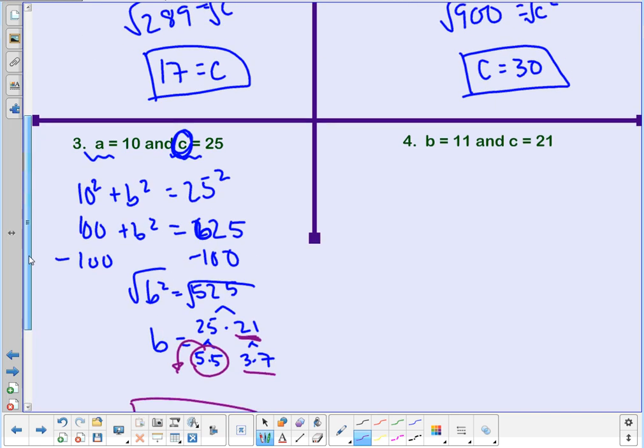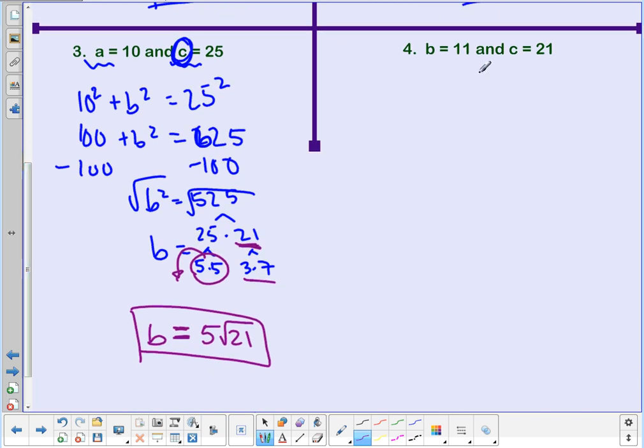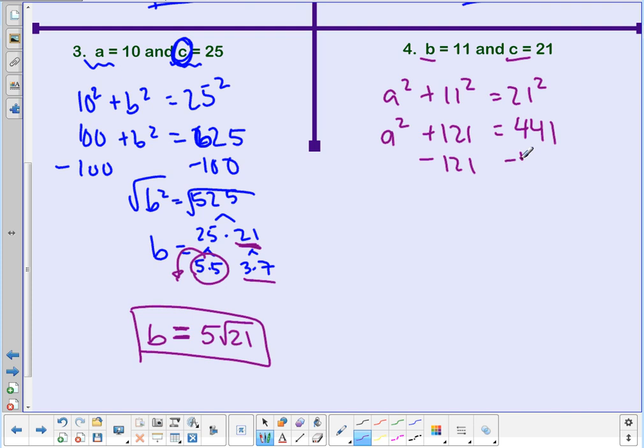Let's try number 4. In number 4, now we have b and c, so I'm looking for a. A squared plus 11 squared equals 21 squared. That's a squared plus 121 equals, where did it go? 441. There we are. And then I subtract the 121 minus 121, and I have a squared is equal to 320.